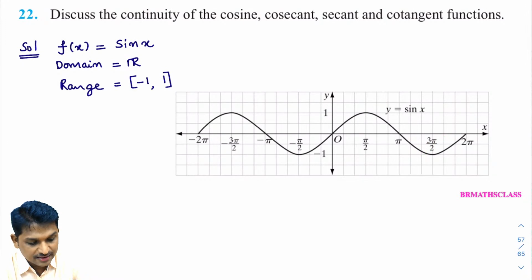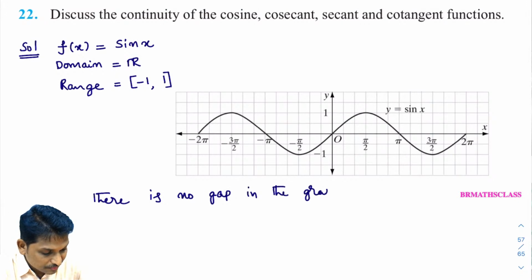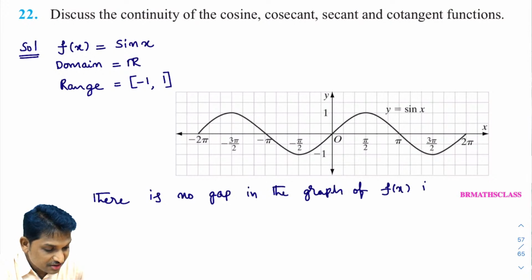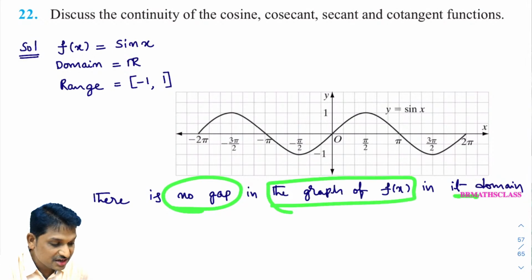So I'll write here, there is no gap in the graph of f of x in its domain. Okay, there is no gap in the graph of f of x in its domain.